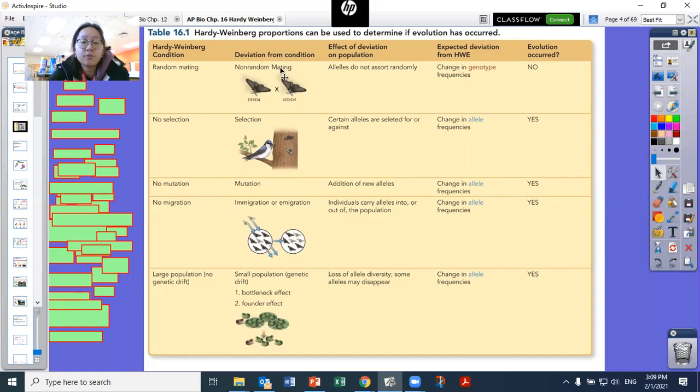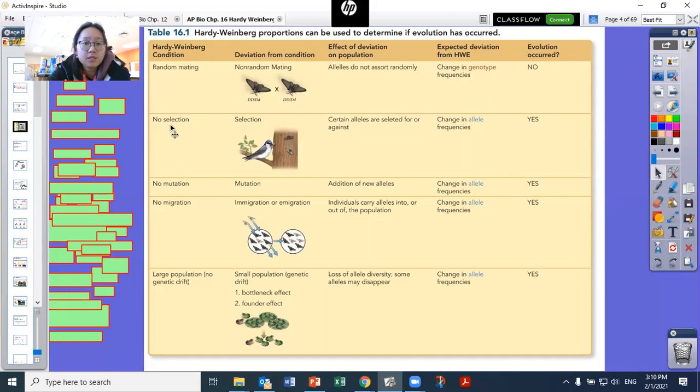Okay, so the deviation from that condition would obviously be non-random mating. The deviation would be that mates have a preference for one specific type or one specific trait. The effect of the deviation on the population is that alleles do not sort randomly. In random mating, alleles will be spread randomly to the next generation. But if there is a preference, then alleles do not sort randomly because certain alleles will be sought out as a preference over others. The expected deviation from Hardy-Weinberg equilibrium is going to be a change in genotype frequencies. In Hardy-Weinberg equilibrium, there is no change in genotype frequencies. Okay, and here evolution will not have occurred.